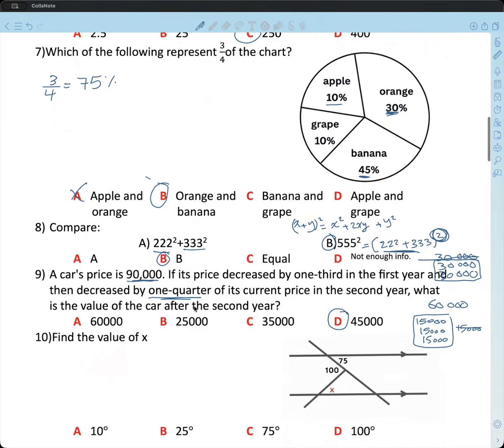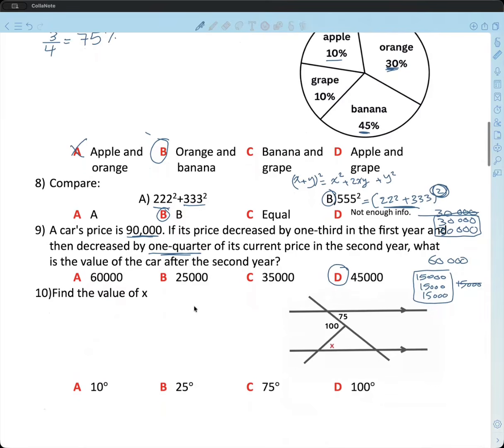Let's move to the last question, question 10. Find the value of x. We have two parallel lines like this. This is 75, this is 100, and this is x. Now check the two parallel lines and the transversal. This is 75, so this is also 75. Why? Because if you have two parallel lines and a transversal, both angles are alternate angles and they are equal in measure. If this is, say, 75, so this is also 75.